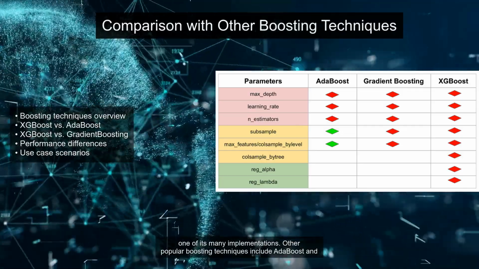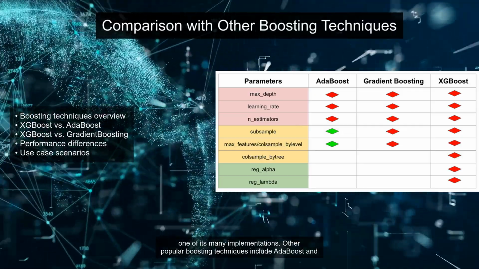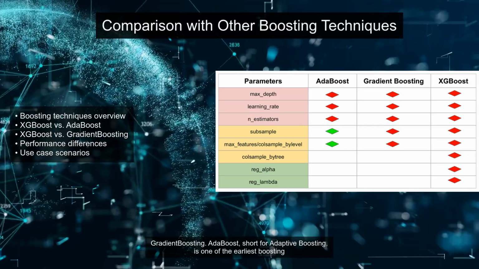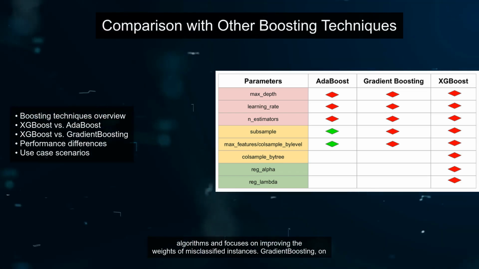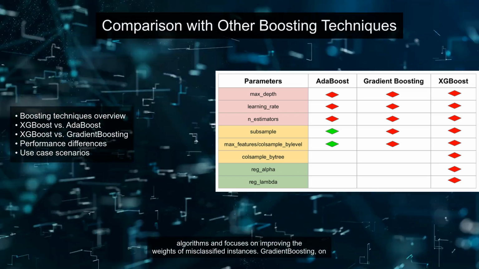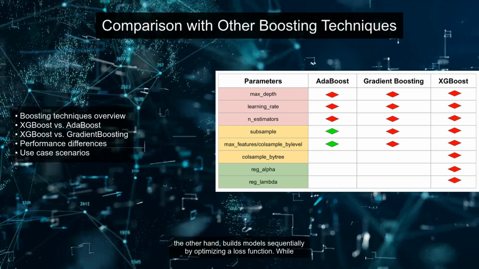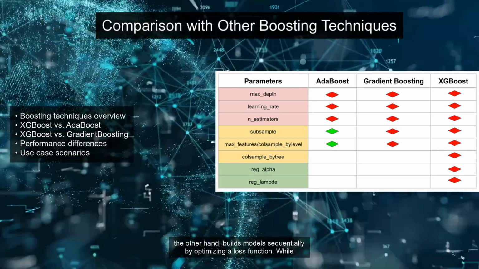Boosting is a family of ensemble learning techniques, and XGBoost is just one of its many implementations. Other popular boosting techniques include AdaBoost and gradient boosting. AdaBoost, short for adaptive boosting, is one of the earliest boosting algorithms and focuses on improving the weights of misclassified instances. Gradient boosting, on the other hand, builds models sequentially by optimizing a loss function.